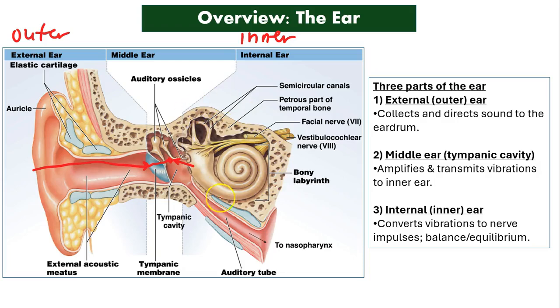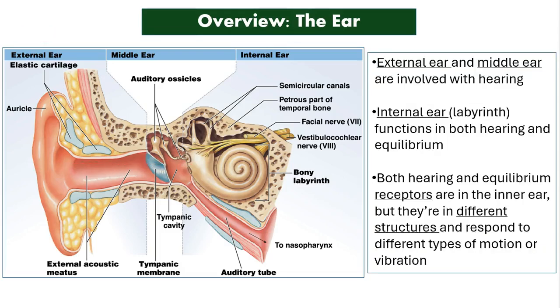And here's our inner ear cavity here. Now the inner ear is really cool because not only does it allow for hearing, it also is going to have the ability to convert those vibrations to nerve impulses and focus on balance. Let's talk a little bit more about that. That means that external ear and middle ear are all about hearing. But the inner ear is hearing and equilibrium, okay? There's going to be receptors in the inner ear, but they're in different structures.